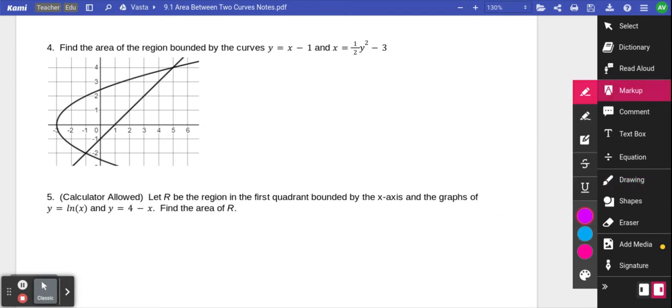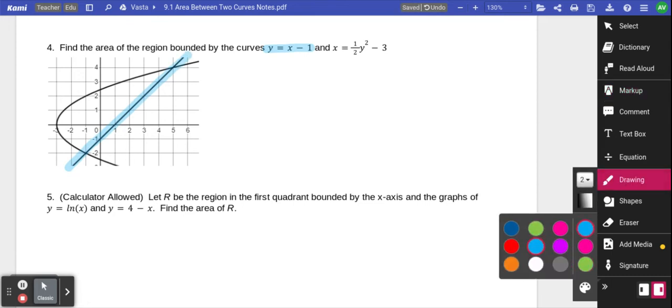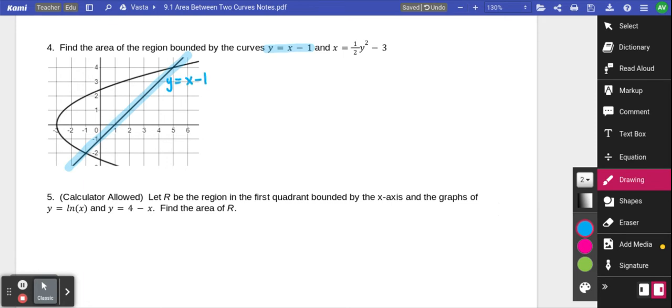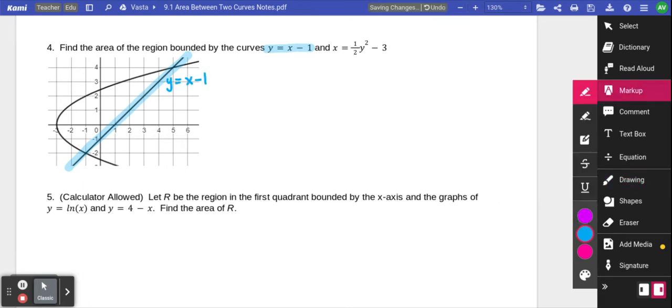So step number 1 is going to be to figure out which of these equations represents which part of the graph. Now, y equals x minus 1 is the equation of a straight line. So that's going to be this equation on the graph. If I look at the graph, I know that that's the right one because it's a straight line. So this would be y equals x minus 1. And the other equation, which is x equals 1/2 y squared minus 3, since there's a squared, it's going to be a parabola. Since it's a y squared, it's just going to be a sideways parabola. So it would be this guy.